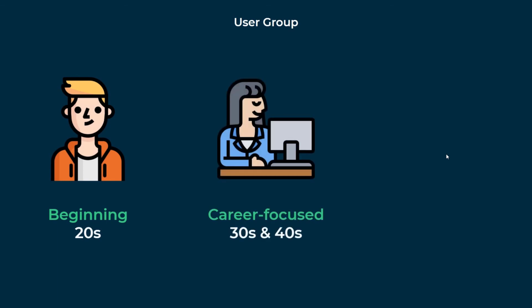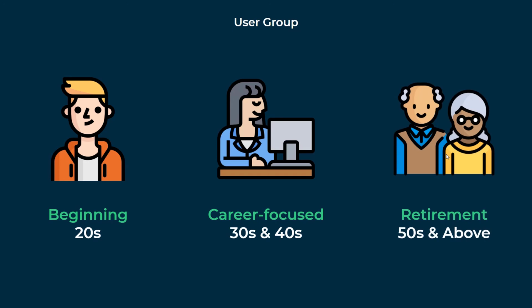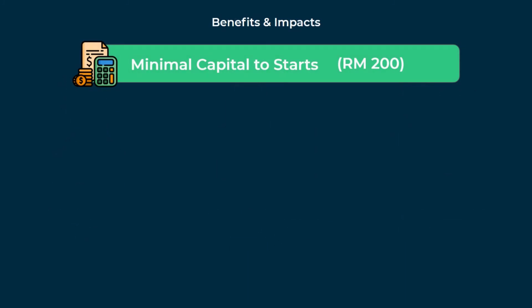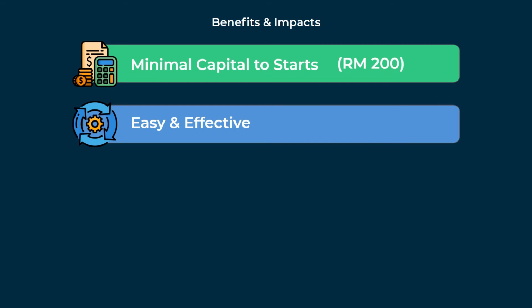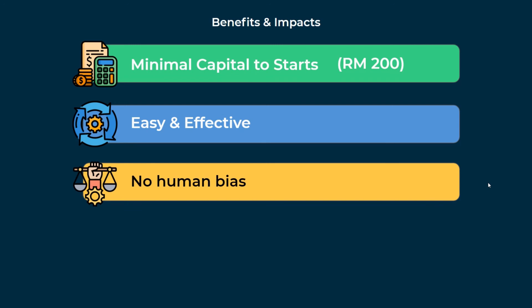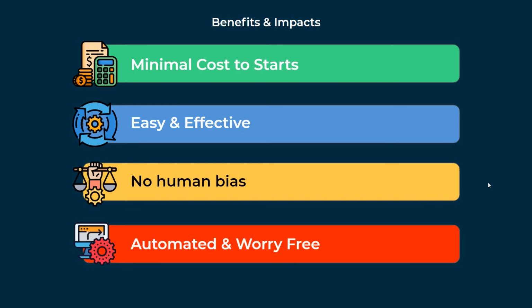After talking about our app, I would like to talk about our targeted user group. Robo-Bond is meant for everyone, no matter whether they are in their 20s, or career-focused 30s and 40s, or even in their retirement age. Everyone can use Robo-Bond to do bond investment because it only needs such minimal capital to start, which is 200 ringgit only. And it's easy and effective for anyone to use. Moreover, it has no human bias and is fully automated. So our users don't have to worry about their investment all day. They can focus on their work, focus on their family, and all the other important things in their life.